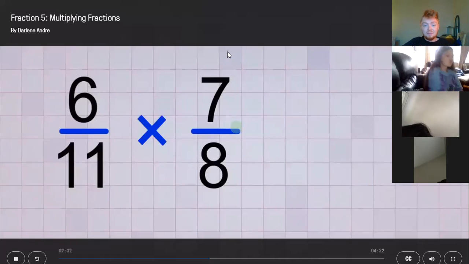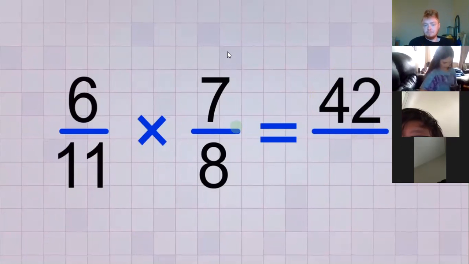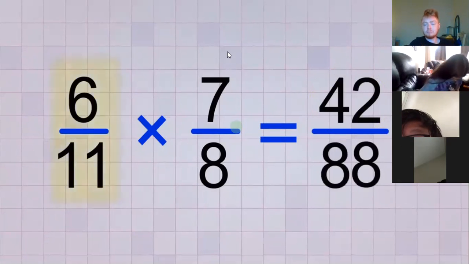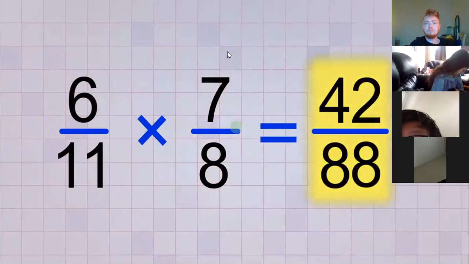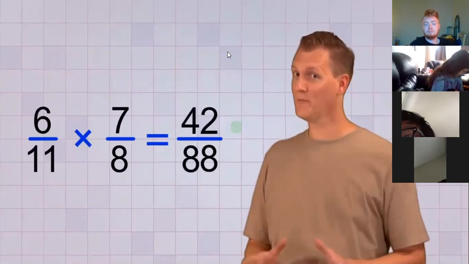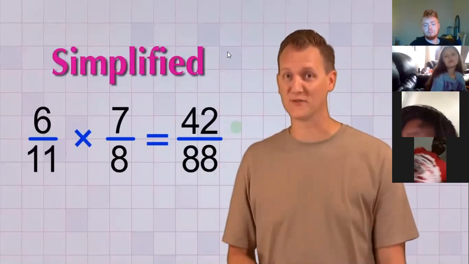We really will. Multiplication table. We know that 6 times 7 equals 42. So 42 is the top number of our answer. And on the bottom, we have 11 times 8, which is 88. So 6 over 11 times 7 over 8 equals 42 over 88. Now some of you might see that this answer could be simplified, but we'll save simplifying fractions for another time.